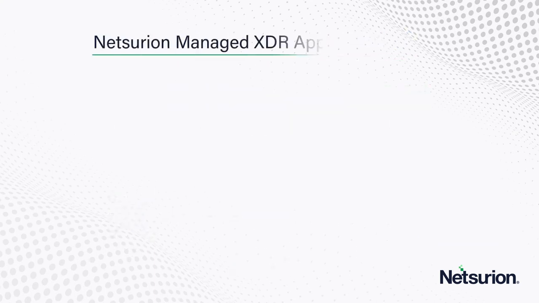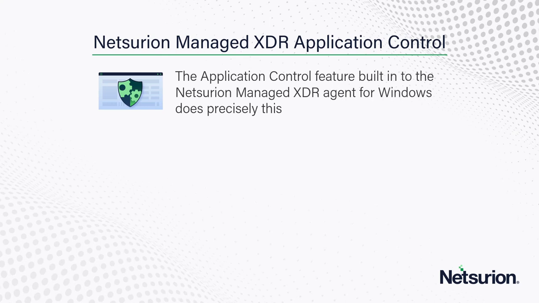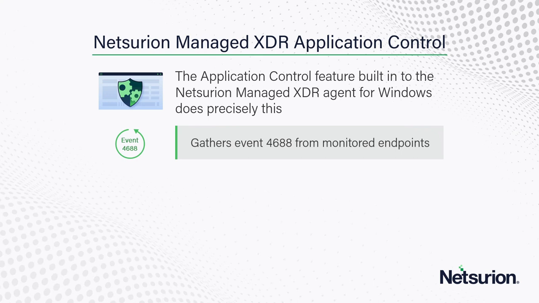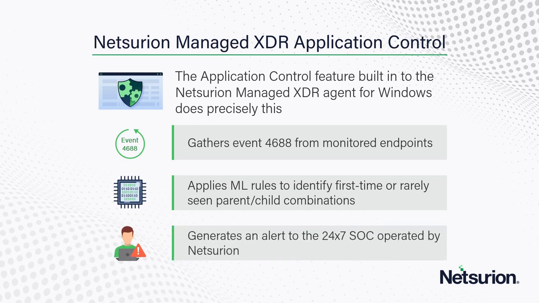But good news, the Netsurion Managed XDR application control feature does precisely this. Any monitored endpoint, we gather up 4688 events. We've got machine learning rules back at the console to identify first time or rarely seen combinations of parent-child processes. By the way, for many others, but this is one such rule. If this is seen, this generates an alert to the 24/7 SOC, which is operated by Netsurion. You don't have to be awake at 2 a.m. wondering whether this occurred in your enterprise, because Netsurion SOC is on the job.